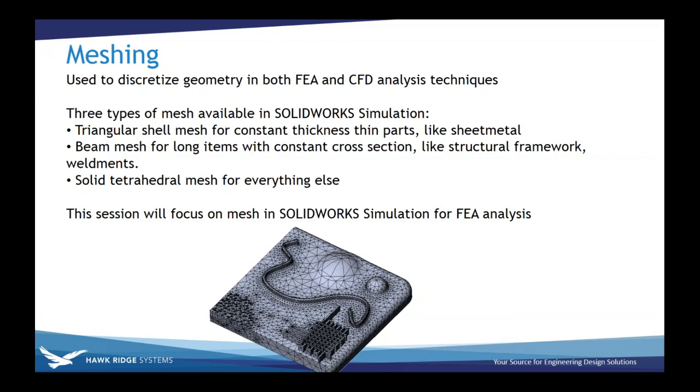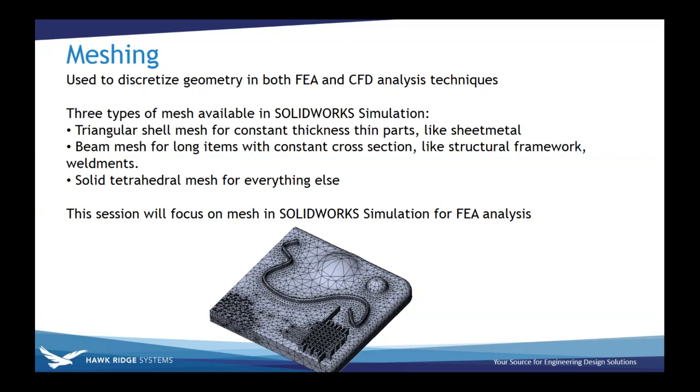Triangles, triangular shell mesh for thin parts. Beam mesh, it's a two-node line element for things with constant cross-section, weldments, those sort of things. And for everything else, solid tetrahedral mesh.